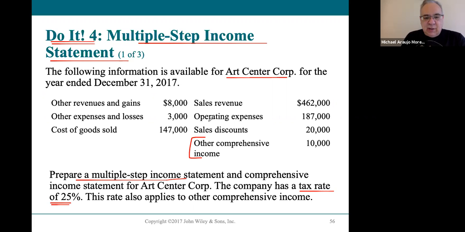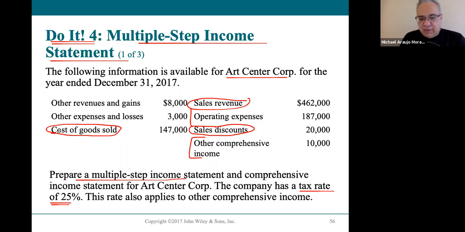So how does it start? Well, you know how it starts. Sales revenue minus sales returns and allowances is not there, but sales discounts are. So these two are going to give you your net sales. Yes. So that's how it starts. What happens after that? Well, you know what happens after that. You subtract out your cost of goods sold. That gives you your gross profit.